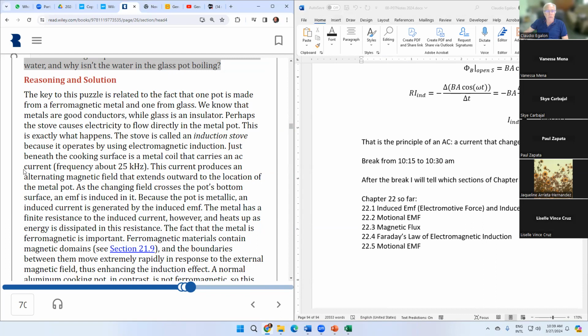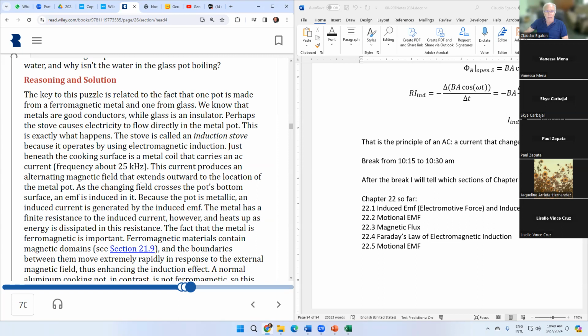The stove is called an induction stove because it operates by using electromagnetic induction. So what's happening here? The stove induces a current in the metal pot, and the metal pot alone becomes warmed up, okay? Because of the current in the pot, it warms the pot only, not the surface of the stove. Just beneath the cooking surface is a metal coil that carries an AC current of 25 kilohertz, or 25,000 hertz. So just below the cooking surface, we have this AC circuit that induces a current in the metal pot.